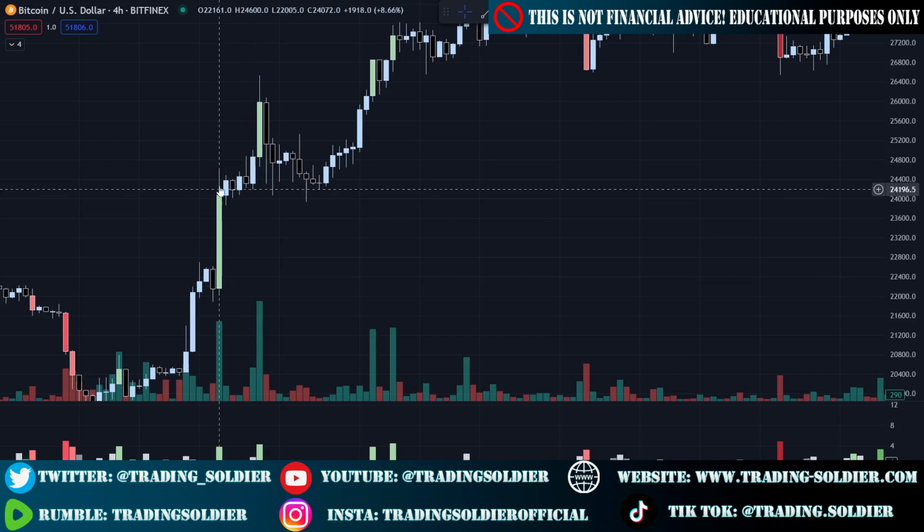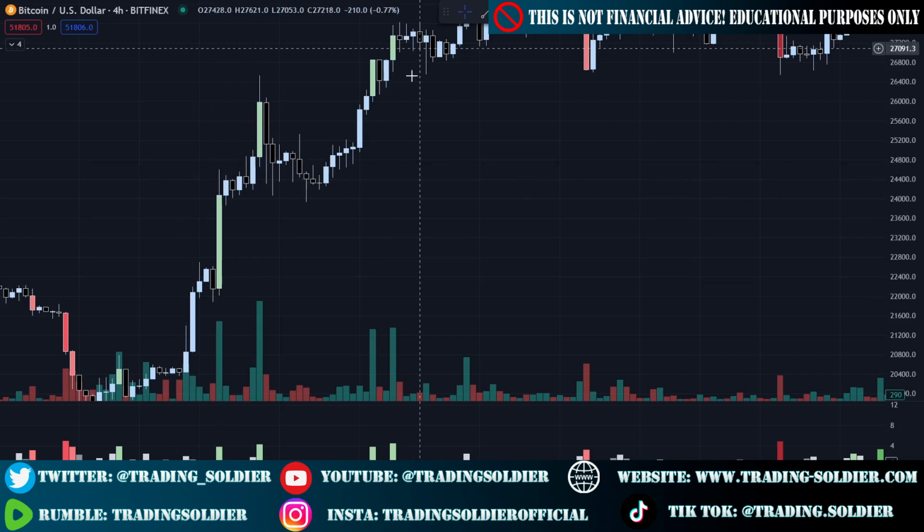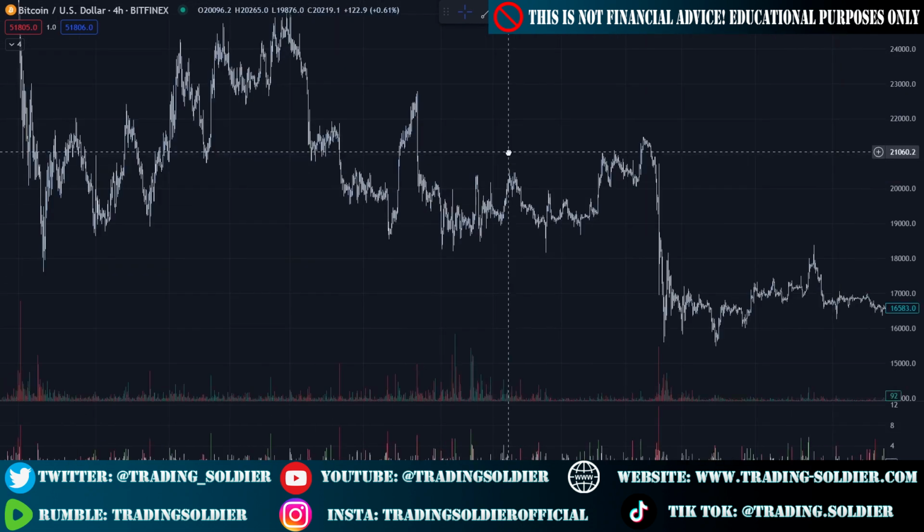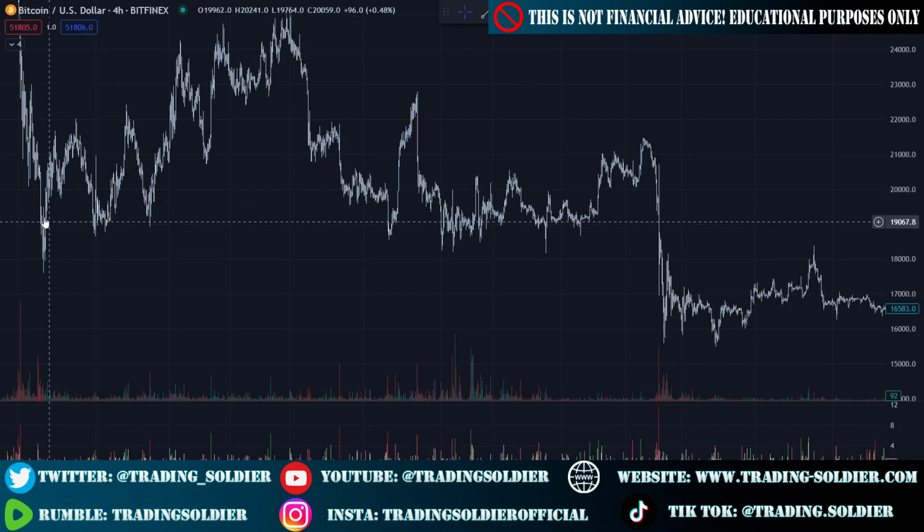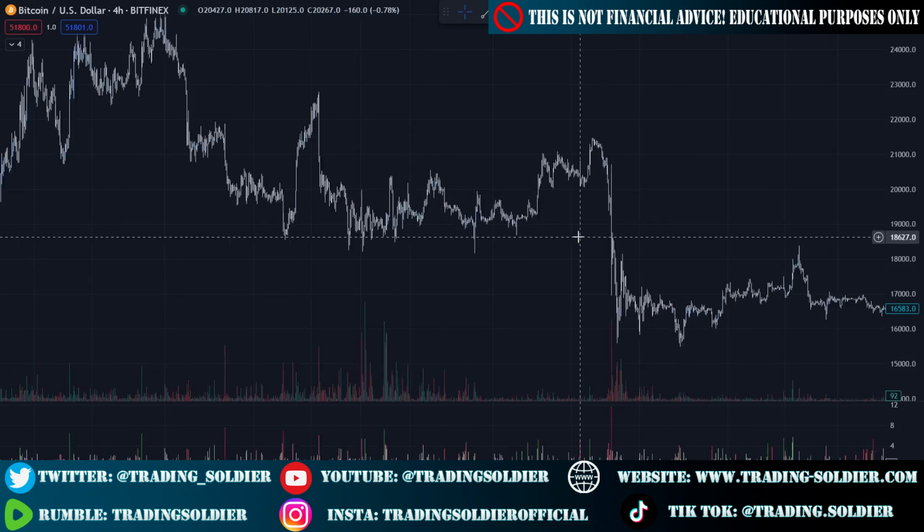So we can assume that this is trend continuation, bullish trend continuation. Another example of a breakout of a support level is this. We can see here that the price is rejecting this support level many times. So we can assume that this is a high quality support level, okay?